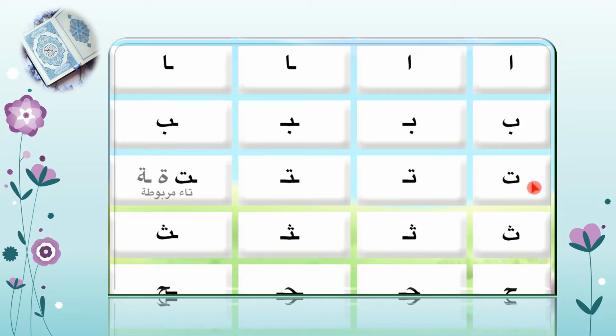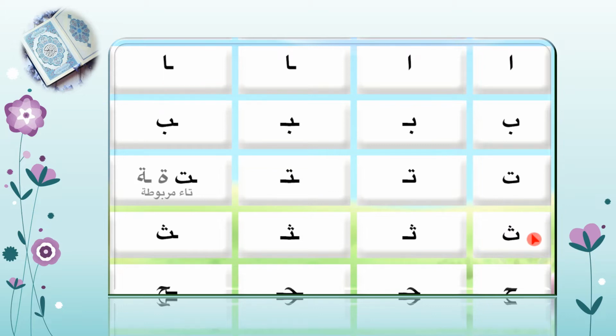In Ta, I have 2 dots on the top. That means the name Ta. Top, Ta. In Tha, we have 3 dots on the top. 3, Tha.